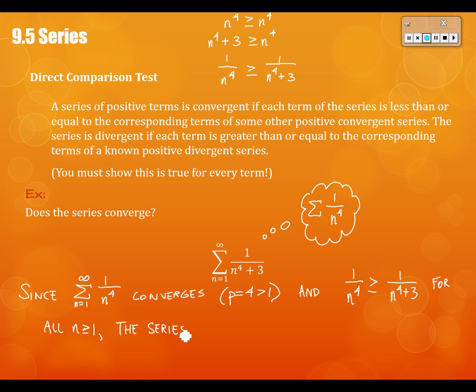The series we're looking at must converge by direct comparison. Is that fair? What does it converge to? I don't know. We could approximate it to 10 decimal places if you like, by adding up the first 10,000 terms or something. But I don't know. Is that okay? That's how the direct comparison test works.